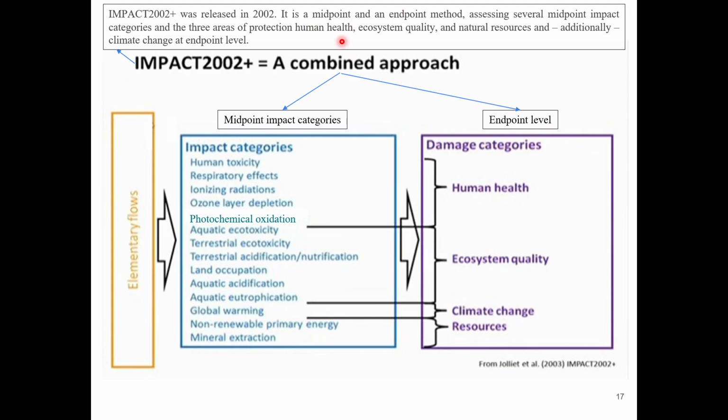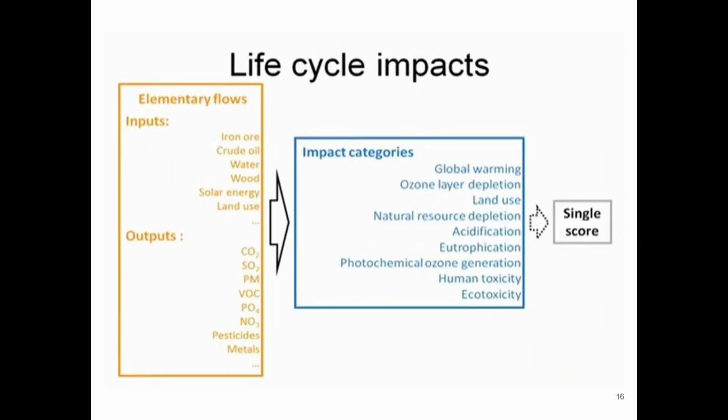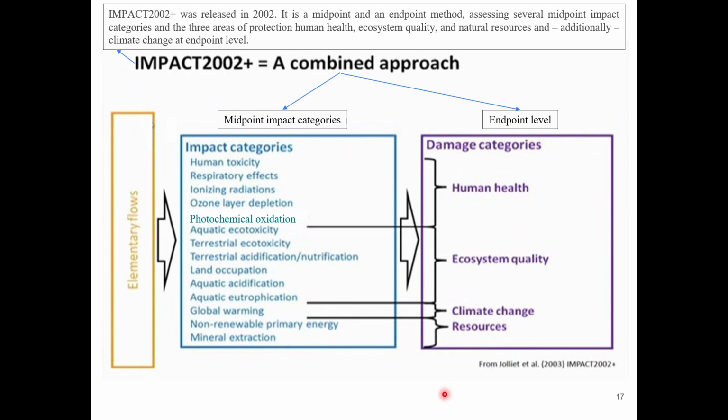It is a midpoint and endpoint method which assesses several midpoint impact categories, and at the endpoint level, the three areas of protection: human health, ecosystem quality and natural resources, as well as additionally climate change. Actually it is four categories. Based on the impact categories, it finds the ultimate damage categories, and by putting adequate weights on all the categories, it finally finds the single score which gives the life cycle value. That is how it works. The work was published by Jolliet and others in 2003.